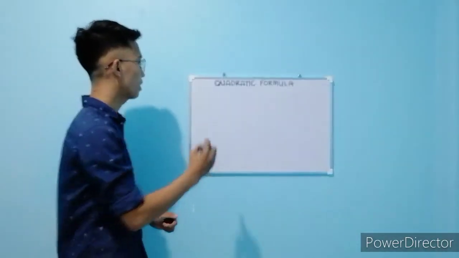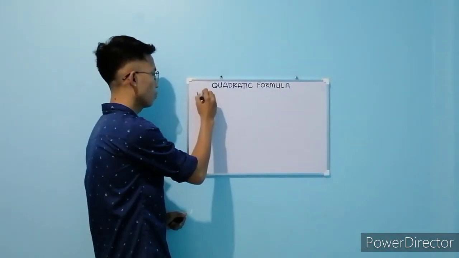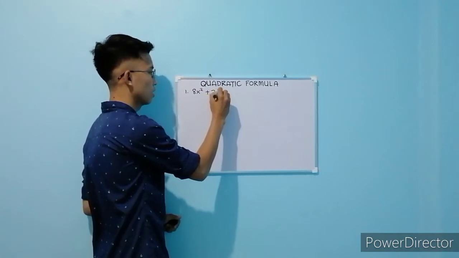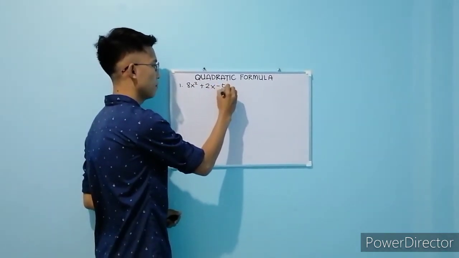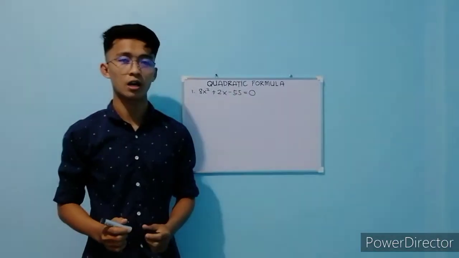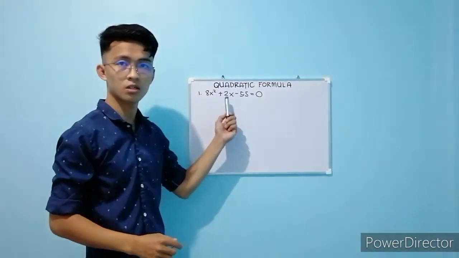Let's do this example number 1. We have 8x squared plus 2x minus 55 is equal to 0. So we will now use the quadratic formula in solving for the roots of this equation.